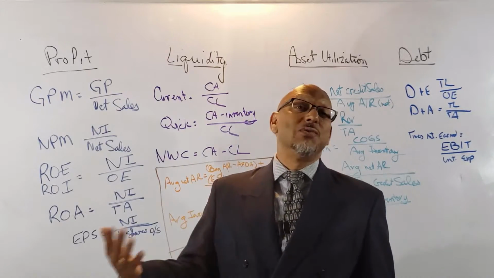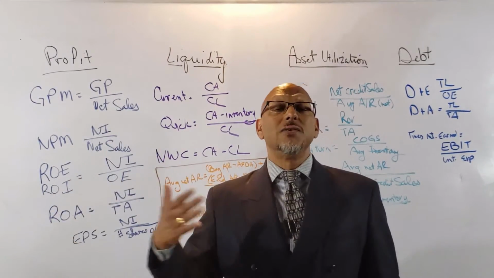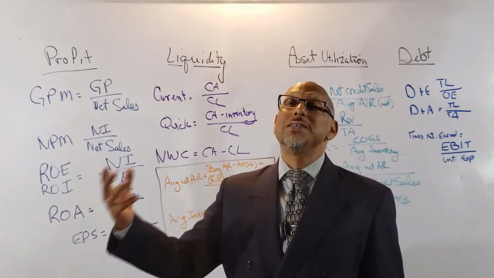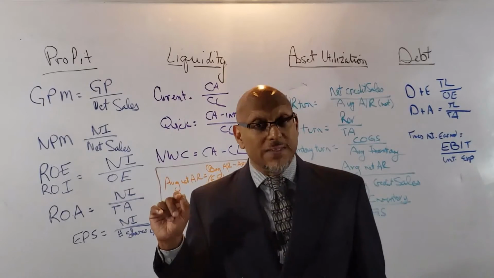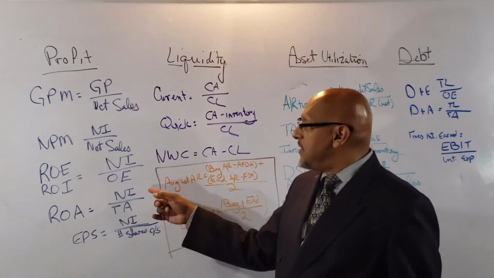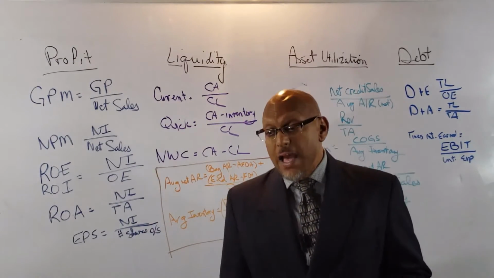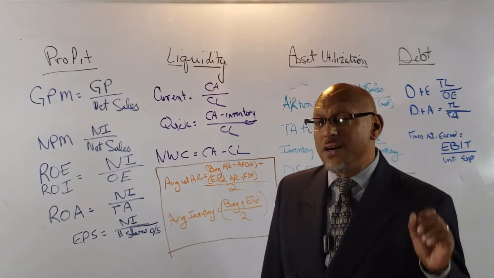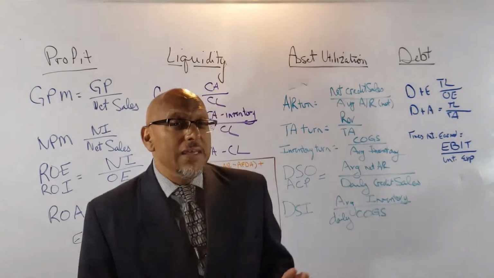So for $1 of equity, from $1 of stock I purchased, how much am I getting back on top of that in profit, in net income? We have ROA, which is net income divided by total assets. That's telling us how effective the assets are in generating the revenue or the income. Why?